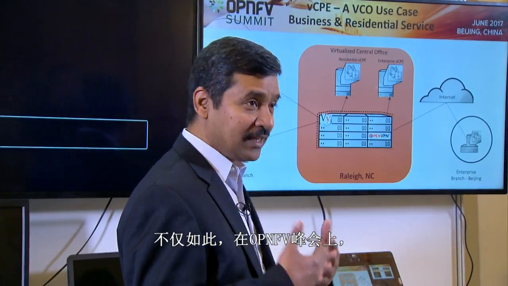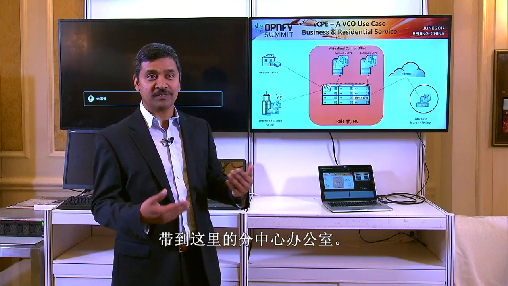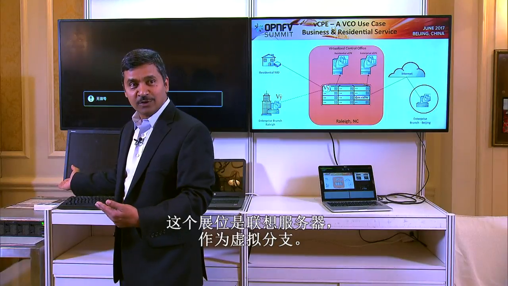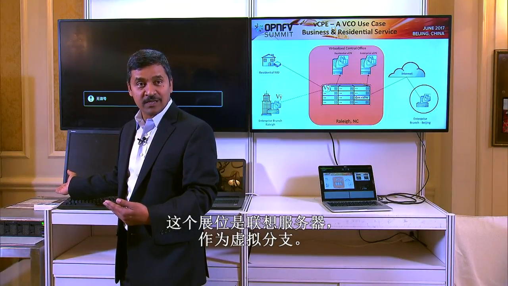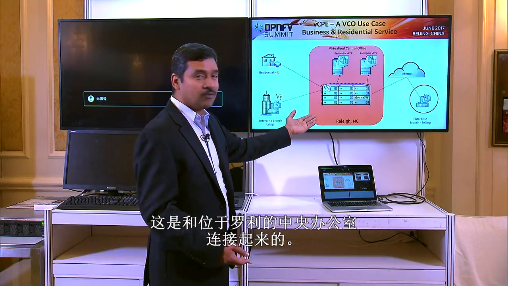And not only that, in the OPNFV Summit, we've actually managed to bring that capability to one of the branch offices right here. On the booth, we have this Lenovo server that's acting as a branch that's connected back to the central office that's hosted in the Raleigh lab.